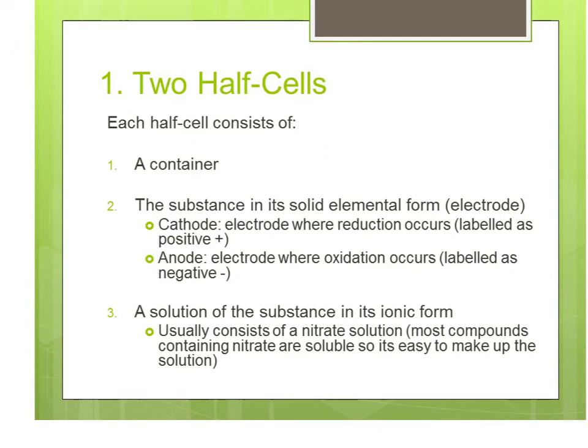The two half cells are made up of a variety of components. Each half cell, we set up basically in a beaker. So you're going to have a half cell that's made up of a container, pretty typically a beaker, if we're doing it in a lab situation. The other component is the substance in its solid elemental form, which acts as the electrode. Say, for example, this is a piece of silver.